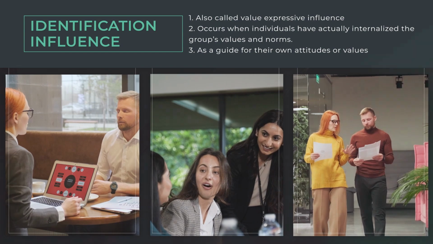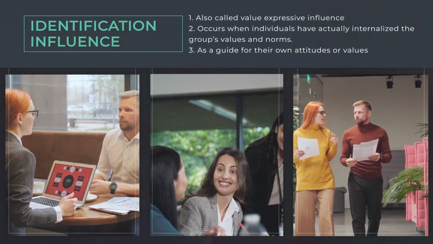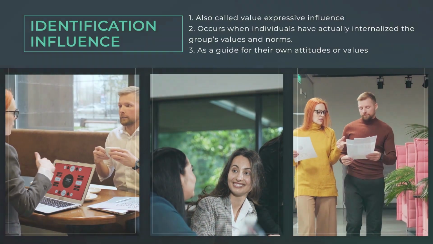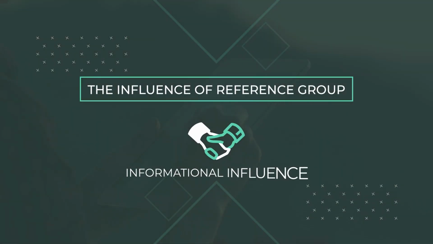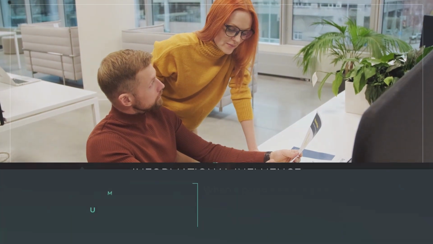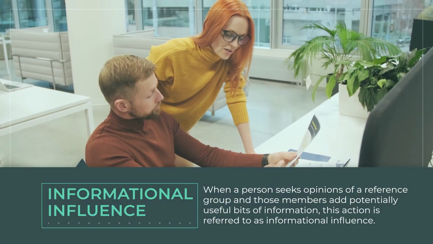The second one is identification influence, also called value expressive influence. This occurs when individuals have actually internalized the group values and norms and use them as a guide for their own attitude or value. Third one is informational influence.